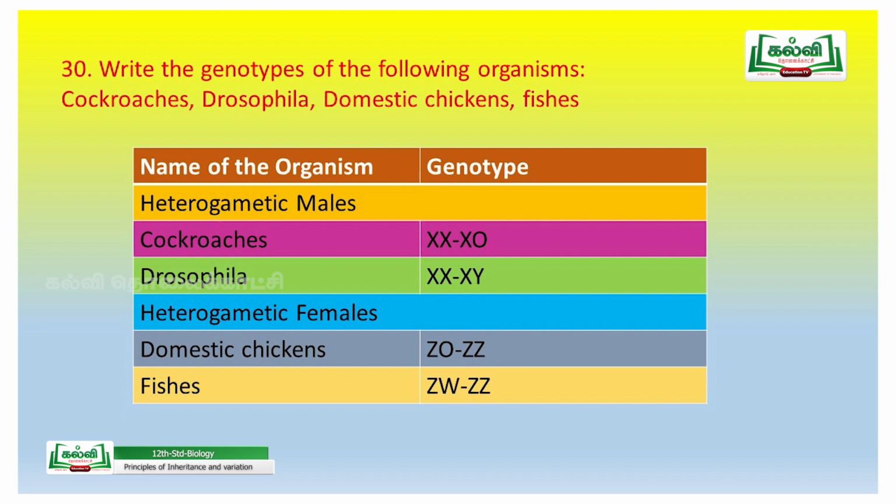Cockroaches and Drosophila are heterogametic males. Cockroaches have the genotype XX and XO, and Drosophila have XX and XY. So, these are the heterogametic males, where XO and XY are the male types. For heterogametic females, domestic chickens have ZO and ZZ type, and fishes have ZW and ZZ. These are the genotypes of the following organisms.